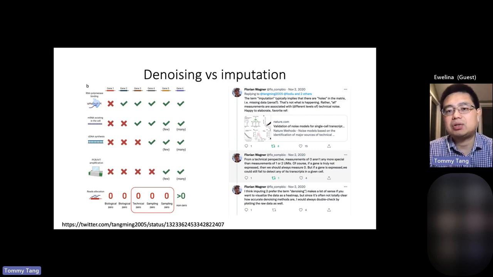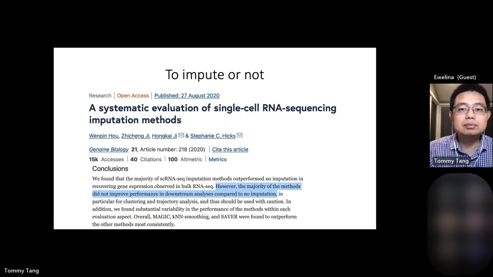But however, biological and non-biological zeros are sometimes hardly distinguishable in single-cell RNA-seq data without the biology knowledge or spiking control. So he thinks it makes a lot of sense if you just want to visualize data by a heat map, so you want to maybe impute it or denoise it, but you just want to make sure that you also double-check by plotting the raw data as well.